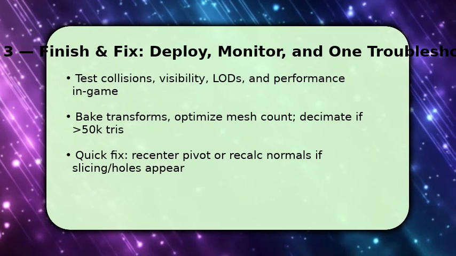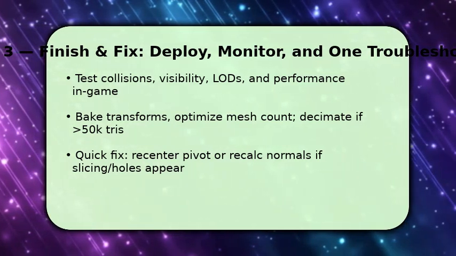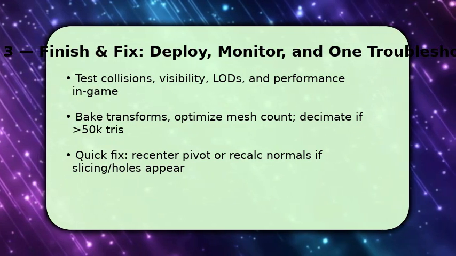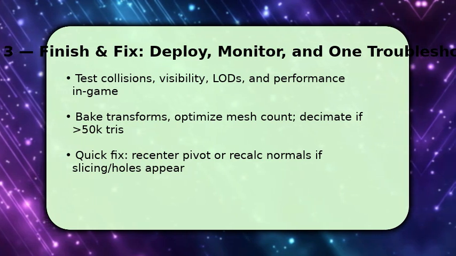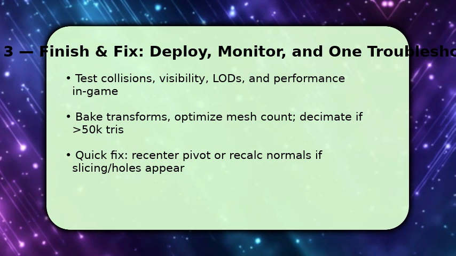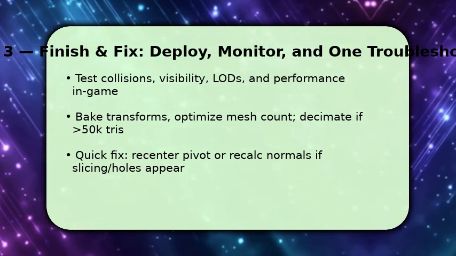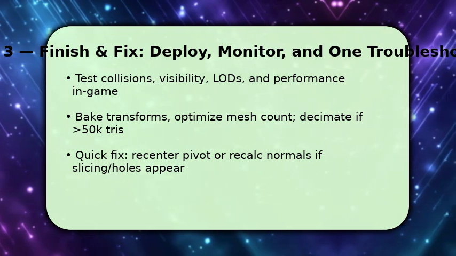Finish by testing in the live scene. Verify collisions, visibility, and LOD transitions, and monitor performance metrics. Bake transforms and apply any final optimizations. Reduce mesh count or decimate high poly areas if you exceed 50,000 triangles to keep frame rate stable. Once finalized, export a merged asset or save grouped prefab.